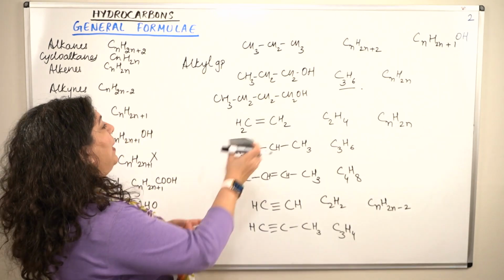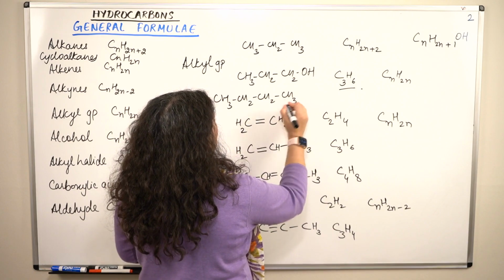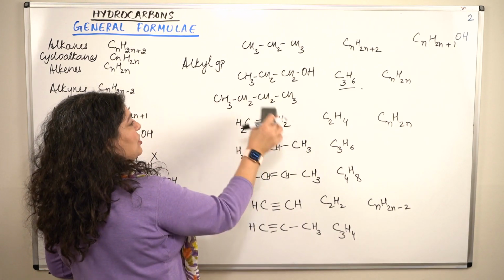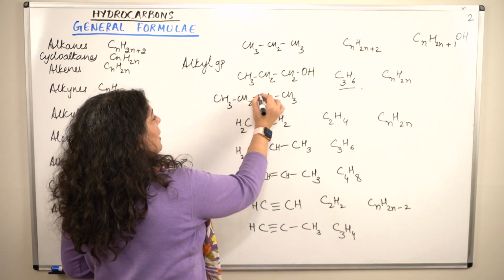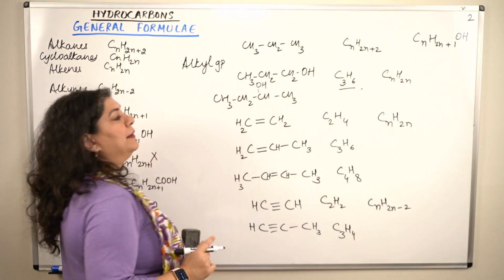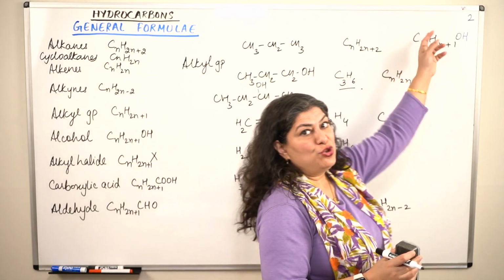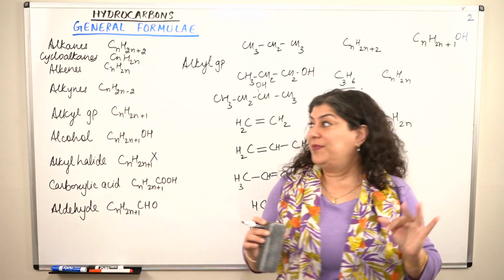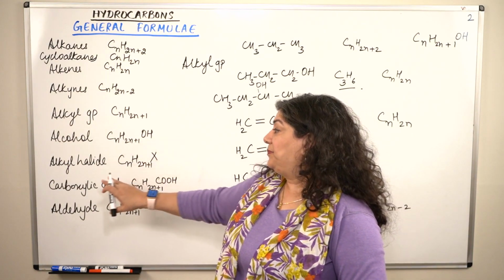The butanol OH could add itself to other carbons also. If that would happen, let us say this carbon had to add to this carbon, then this carbon will lose one hydrogen and the OH will come and add here. But the general formula will still remain the same, CnH2n+1 OH. So that was how we write the general formulae of alcohols.